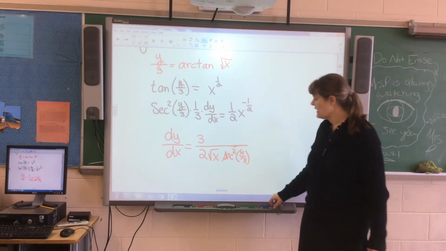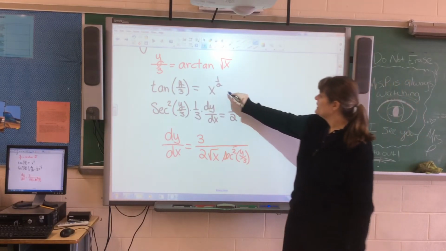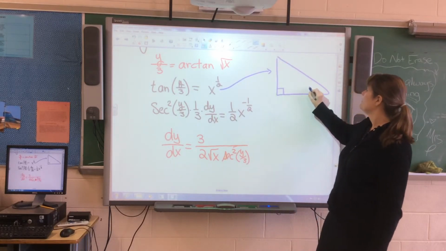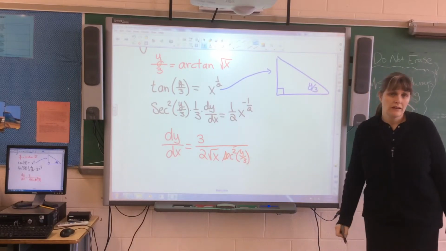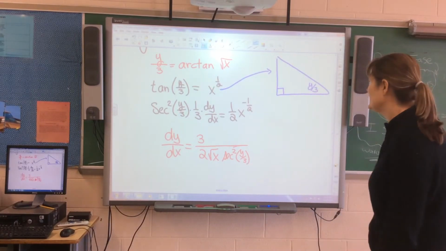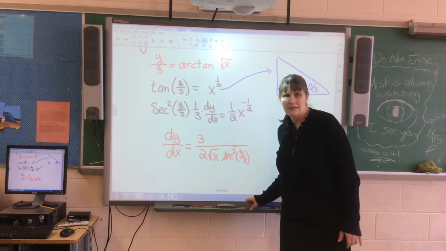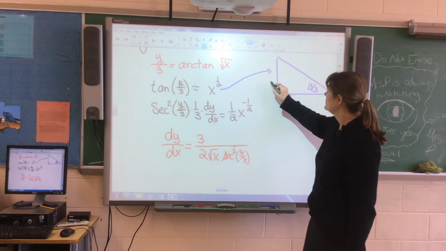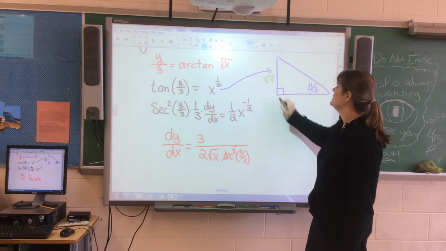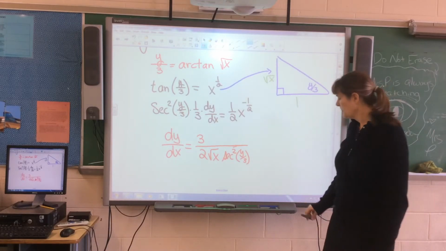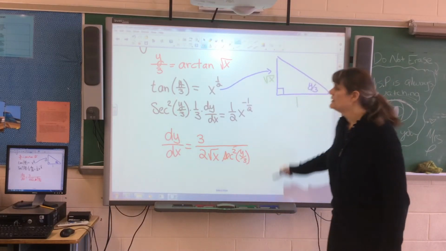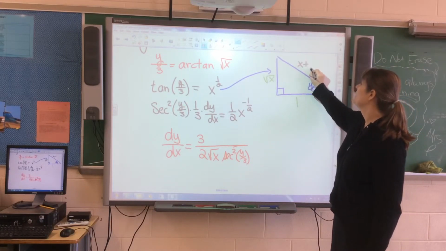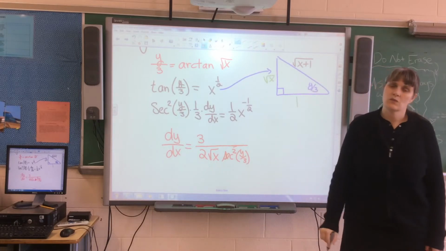So let's go back to our triangle. So here's our triangle. My angle this time is y over 3. Don't worry, no identity needed, because tangent is opposite over adjacent. Again, this is like a fraction of 1. So we have opposite over adjacent. Now if we use Pythagorean theorem, this squared plus that squared would be x plus 1. So the hypotenuse is the square root of that.